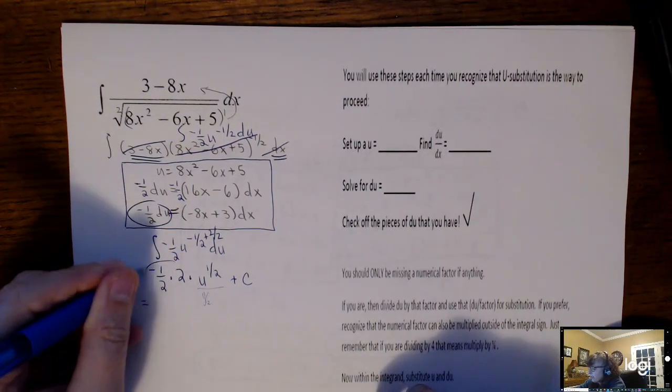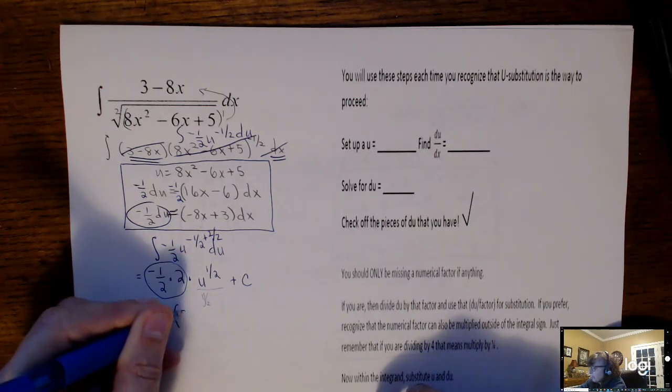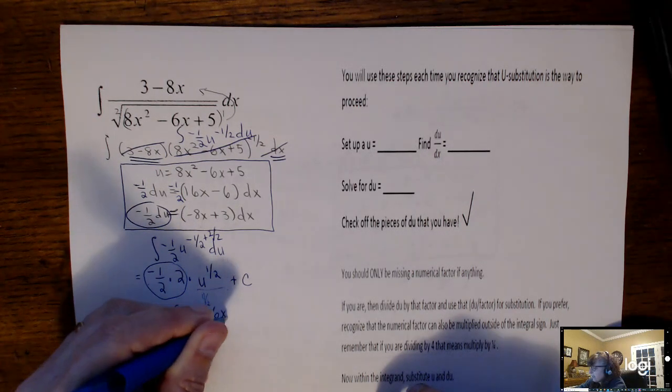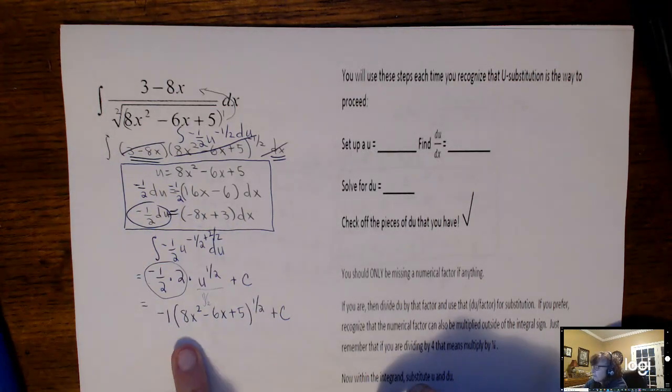So I'm going to go ahead and simplify that. Negative 1/2 times 2 is negative 1, and then u was 8x squared minus 6x plus 5, to the 1/2 power, and then plus c. So this is the antiderivative.